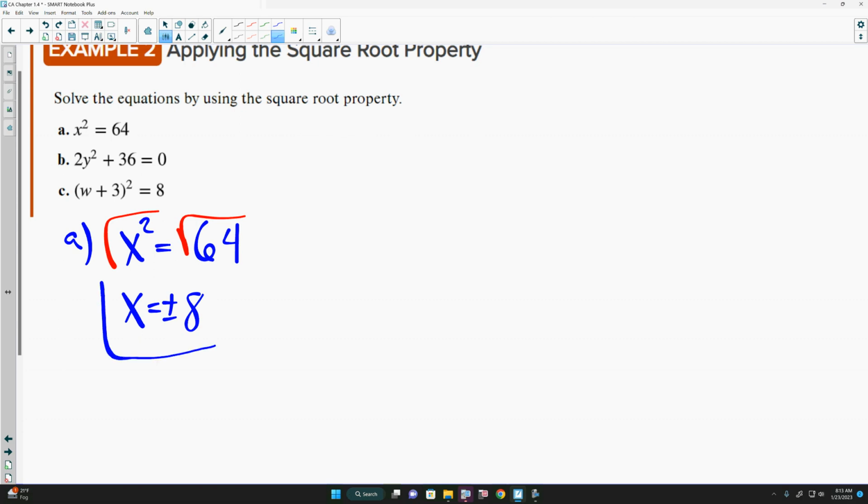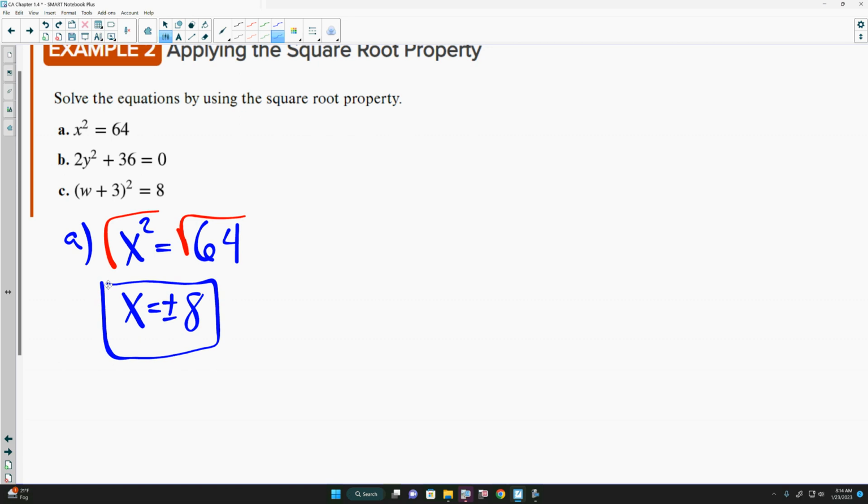Because with any quadratic, we will have two solutions. They may not be unique solutions, but we will always have two solutions. And when I say unique, I mean having positive or negative 8. Because we can have some where the answer is 8 and 8. It's the same number. But we'll always get 2.